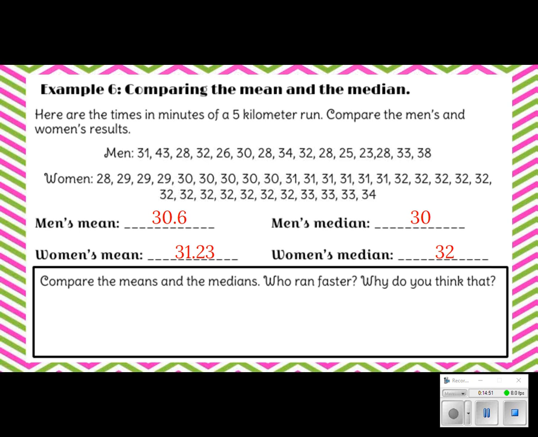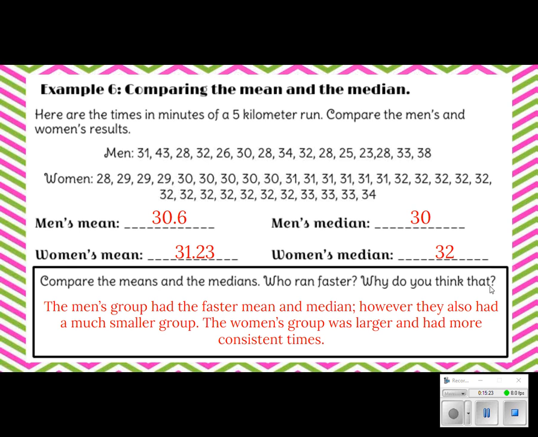We are talking about a 5-kilometer run. Okay, so just because they have a bigger number doesn't mean that they're better, right? Bigger number means that they're taking longer. So men are faster than the women. The mean shows that, and the median shows that. So the men's group has a faster mean and median.